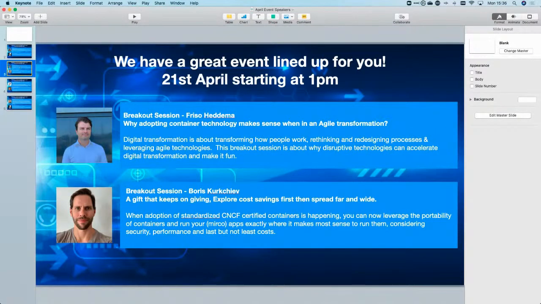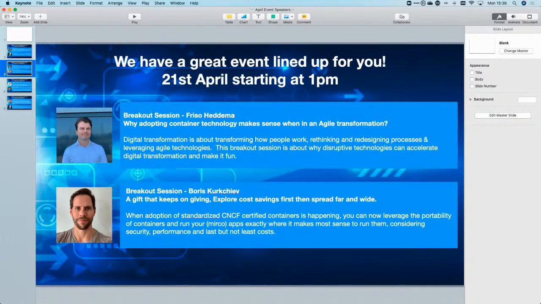We've also got some breakout sessions from Frizo Hedemar and also Boris Kirchev. What we're going to cover there is how utilizing containers can improve the process of development, especially moving towards a more agile development process. And also he's going to cover how you can ensure you protect those different areas, as well as accelerate the actual development process and also that digital transformation project, but also make it fun as well.